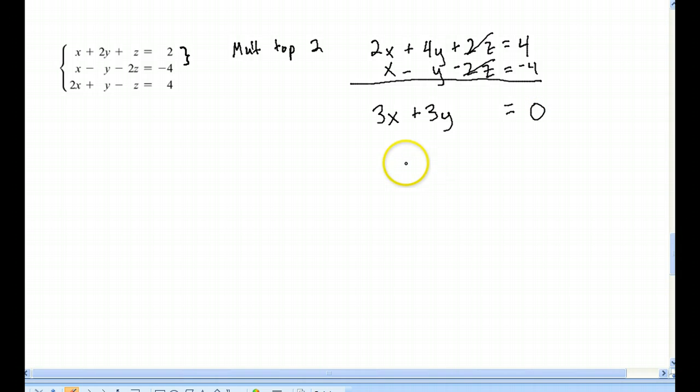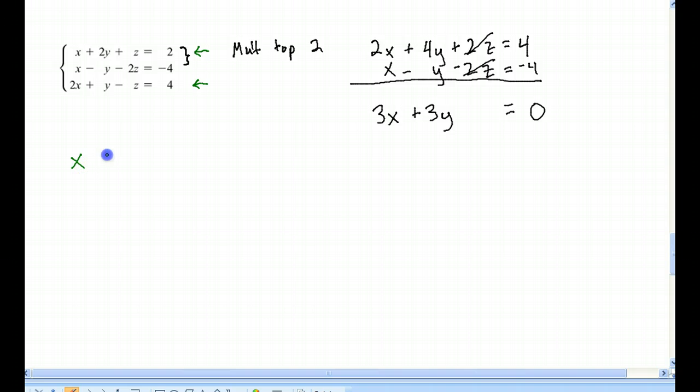Okay, now I picked these two, so I can't pick these two again. I can pick either these two, or I can pick 1 and 3, right? But I can't use 1 and 2 anymore. So this time I'm going to pick equation 1 and equation 3, just because it's a sign change and eliminate z. Remember, I got to eliminate the exact same one.